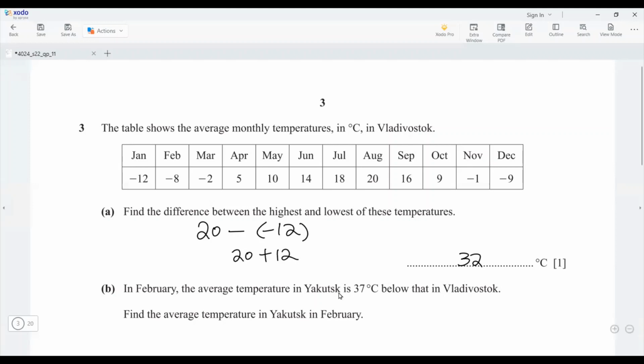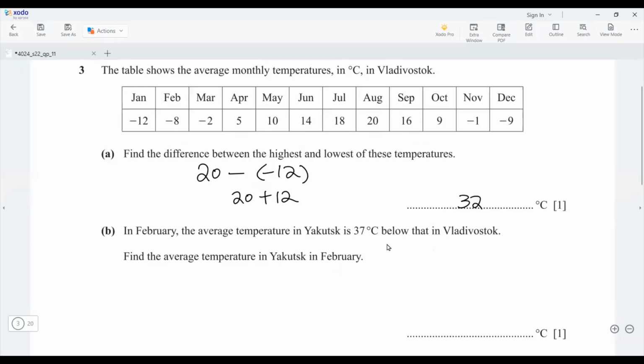In the next question, in February, the average temperature in another city, Yakutsk, is 37 degrees below that in the previous one, which is given here. So find the average temperature in February for Yakutsk. This means that the temperature in the first city is -8, and they're saying that it is below.